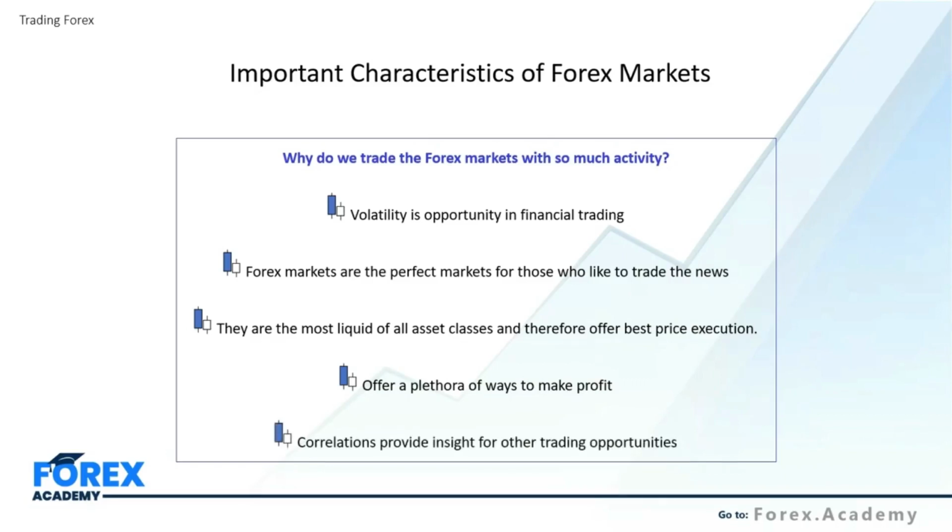And correlations provide insight for other trading opportunities. So whether you're looking to trade perhaps the gold market or the oil market, you will look to see where the US dollar or the Canadian dollar is trading to see if it's strong at that time. If you're looking to trade perhaps the Japanese yen, we'll look at how the stock markets are trading. So there are many different insights that can provide good trading opportunities for you as a forex trader.